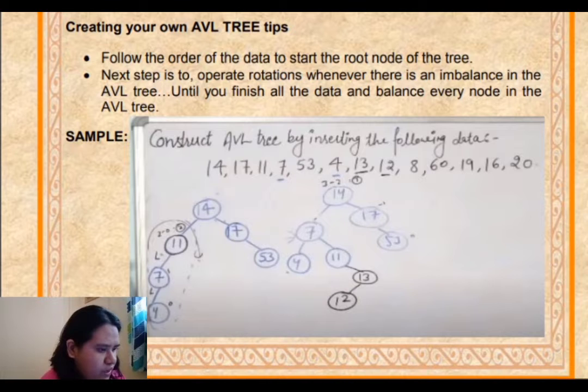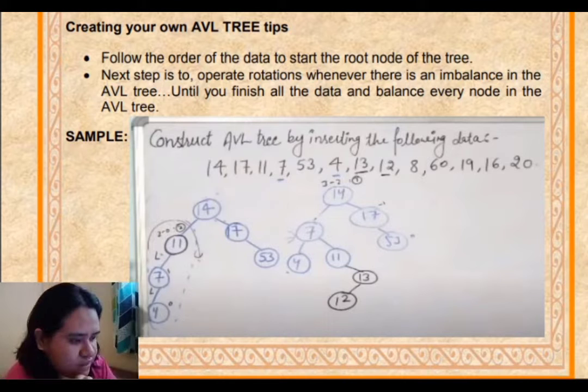We are going to create our own AVL tree given the root node of 14, since this is the starting data. Next is 17. 17 is greater than 14, so we're going to put it on the right. Next is 11. 11 is less than 14, so left. 7 is less than 14 and less than 11, so we're also going to put it on the left. Next is 53. 53 is greater than 14 and greater than 17, so we're going to put it here.